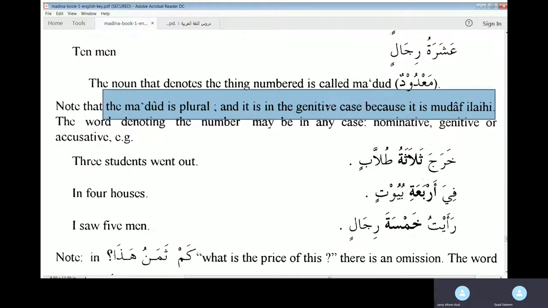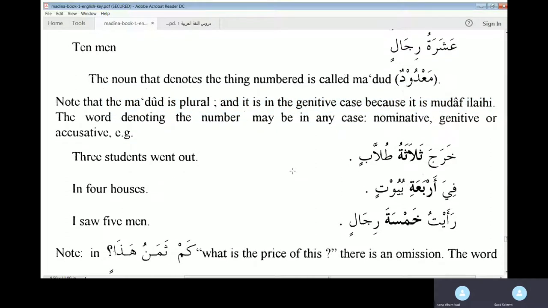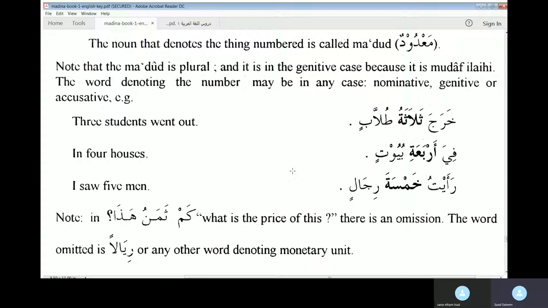For example, kharaja thalathatu tullabin, the three students went out. So here, thalatha is in the nominative case. Yes, it is marfu.